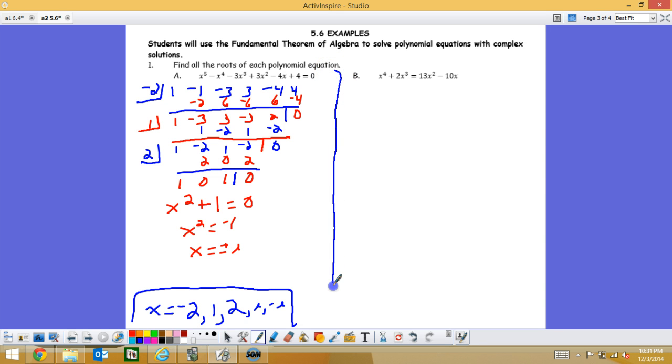In B, we should have 4 roots. Now, one of them will happen. First thing we do is set this equal to 0. So we're subtracting the 13x squared and adding 10x.